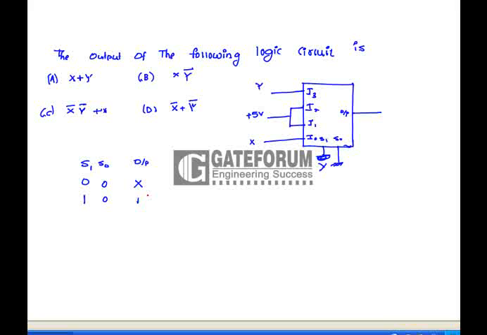See here X, Y, 0 0, 0 1, 1 0, 1 1. So this is the truth table for the block diagram which is shown in the figure for the 4 by 1 mux. This is a 4 by 1 mux. So the output equation is nothing but X plus Y, that is, it is performing an OR gate operation, that is option A is correct.